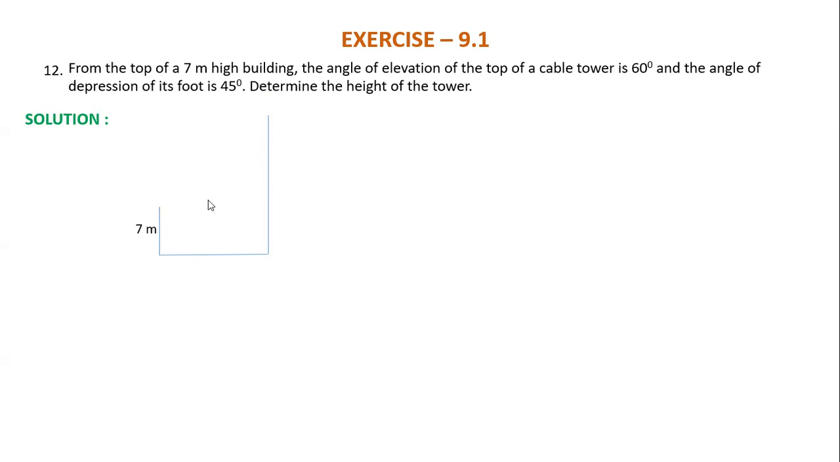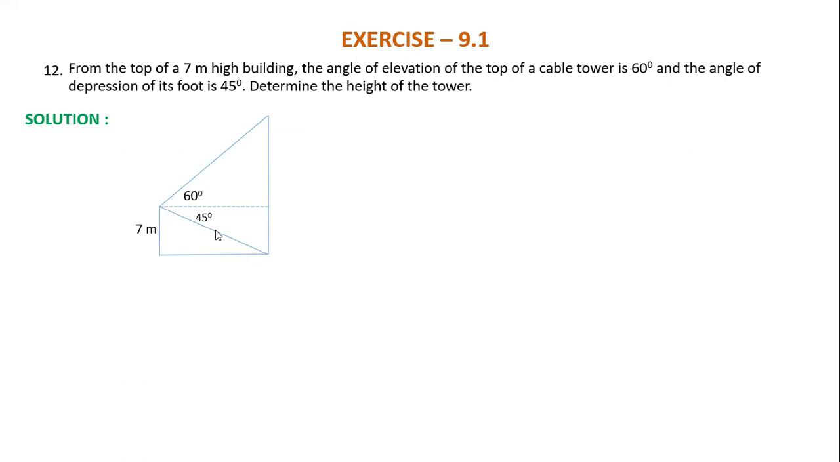Now you see, from the top of this building, the angle of elevation of the top of the tower is 60 degrees. That means standing here, you're looking at the top of the tower. So this is the angle of the line of sight. From here, he looks at the top and he measures this angle as 60 degrees. And the angle of depression of its foot. From here itself, he looks at the foot of the tower.